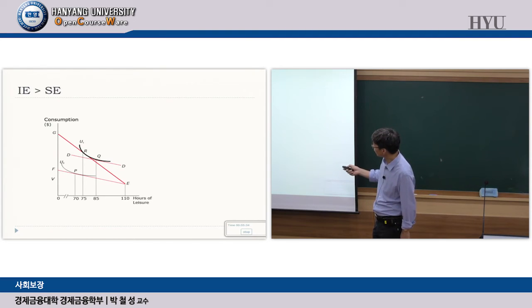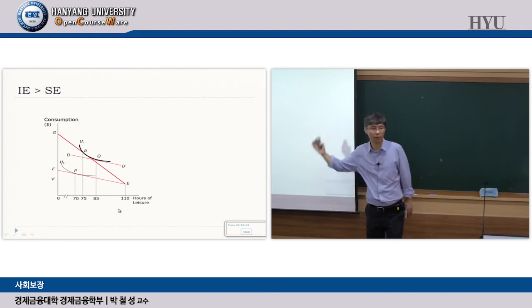What is the income effect? We draw a hypothetical budget line DD, parallel to the old one, EF, okay? But it touches a new indifference curve at point Q. So moving from P to Q is what effect? Income effect. And Q to R is the substitution effect. And obviously the income effect is greater than the substitution effect. Then in the end, leisure hour will increase.